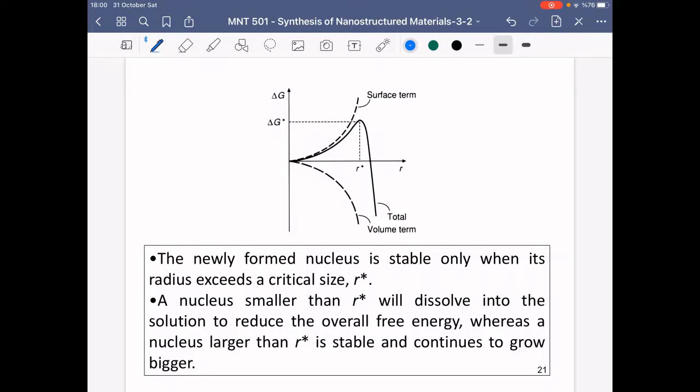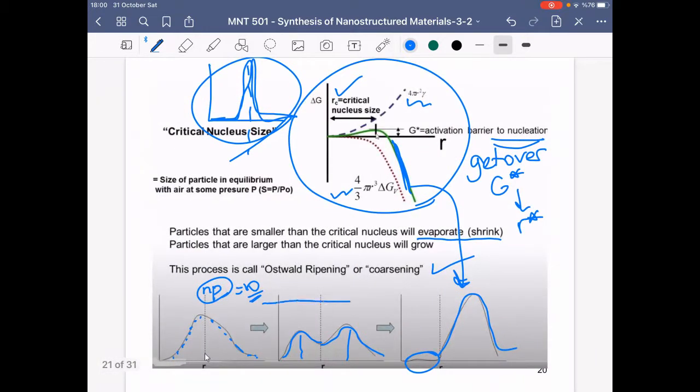So what we learned is the newly formed nucleus is stable only when its radius exceeds the critical size. A nucleus smaller than R star will dissolve into the solution to reduce the overall free energy, whereas a nucleus larger than R star is stable and continues to grow bigger. And that's what is happening here.